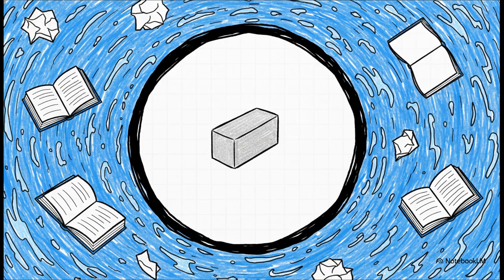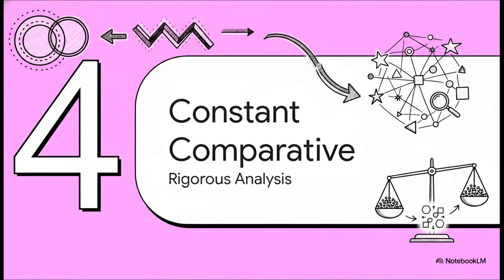Setting up these boundaries early is an absolute prerequisite for analytical rigor. You've got to explicitly justify your sampling frame and route every single inclusion and exclusion decision straight back to your theoretical framework. Doing this up front, it's going to save you from drowning in literature that might be incredibly interesting, but it's completely irrelevant to your specific research question. All right, Section 4, the constant comparative method, where we get into the rigorous analysis.